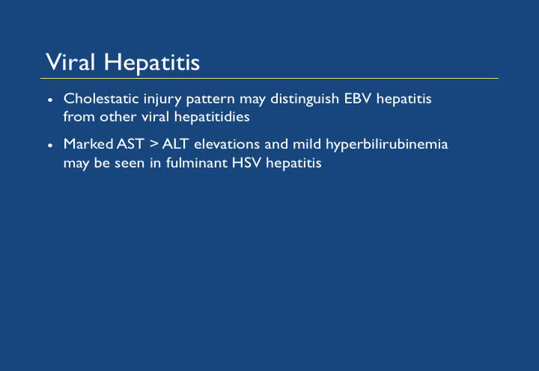Turning to other forms of viral hepatitis, I would just make note that cholestatic injury patterns may help distinguish Epstein-Barr virus hepatitis from other forms of viral hepatitis. In addition, a marked AST, more so than an ALT elevation, compared to a mild hyperbilirubinemia, may be seen in fulminant herpes simplex virus hepatitis.